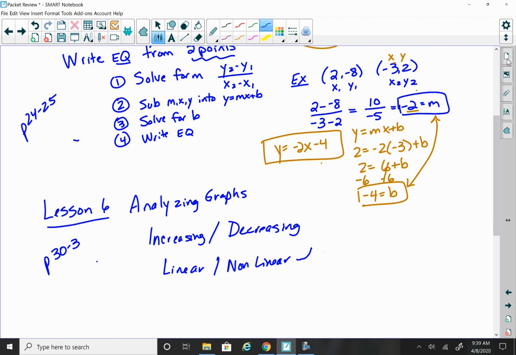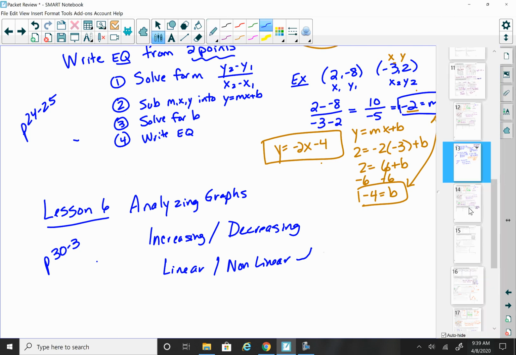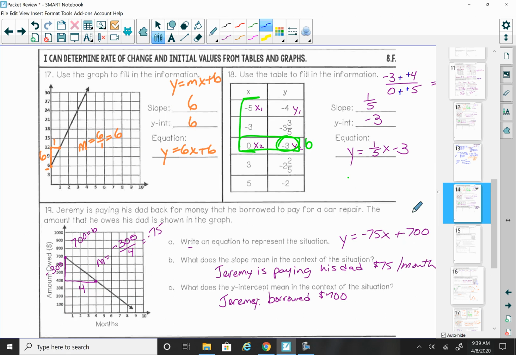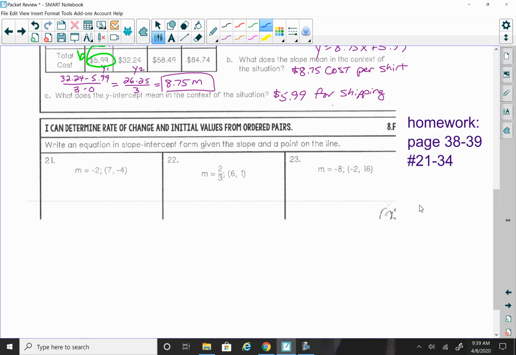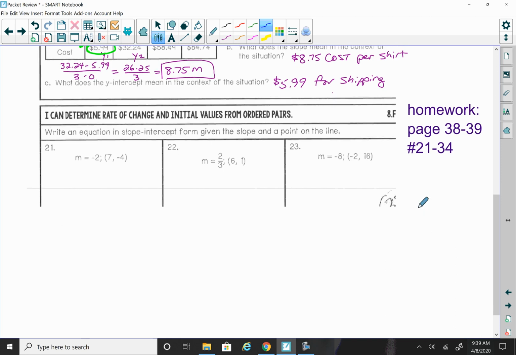Finally, we're going to go ahead and start our homework, and I wanted to do a few problems with you to help you get started. Your homework tonight is on pages 38 and 39. I'm going to have you do 21 through 34. Just to help you out, I would do 1 or 2 problems with you. So maybe I'll do number 23 with you as an example. Again, this is right out of lesson 5.